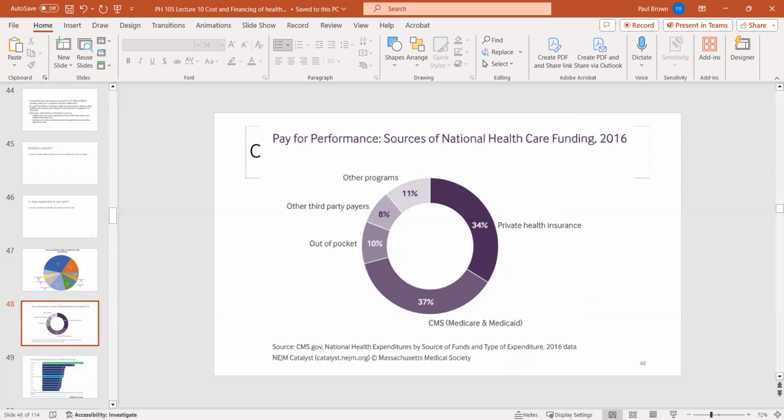This is kind of who pays. So we have about 34% paid for by private insurance, about 37% by Medicare, and about 10% out of pocket. Other programs like the VA are relatively small. So if you look at these two, private insurance and Medicare and Medicaid, that's about 70%, 71%. So almost three-quarters of all money comes out of those two pots.